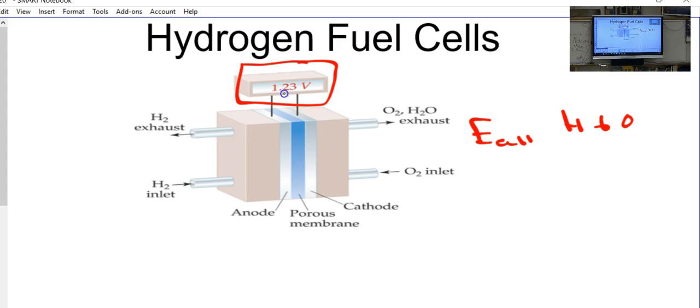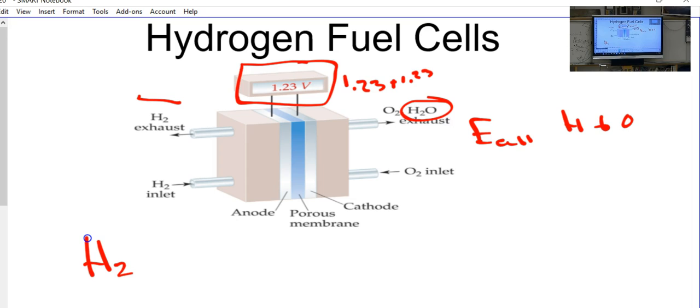Now, you can't drive a car on 1.23 volts, but if you put these all in a series, they just keep adding. And these hydrogen fuel cells in vehicles and buses have thousands and thousands of individual fuel cells that give off 1.23 volts each. The nice thing about this is the exhaust is just water. It's pretty cool. The problem with the hydrogen fuel cell right now is finding just pure H2.